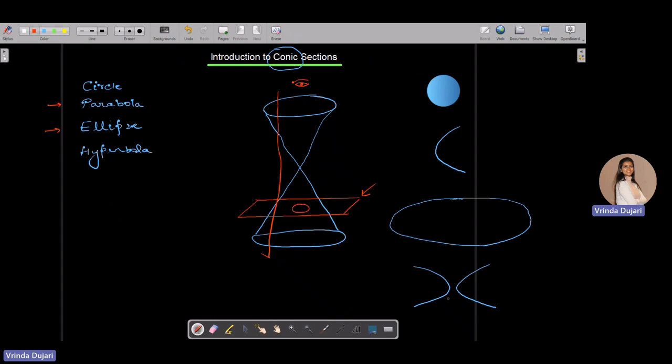All right, so these were our four different types of conic sections. And in the next video, we'll see different properties of these conic sections.